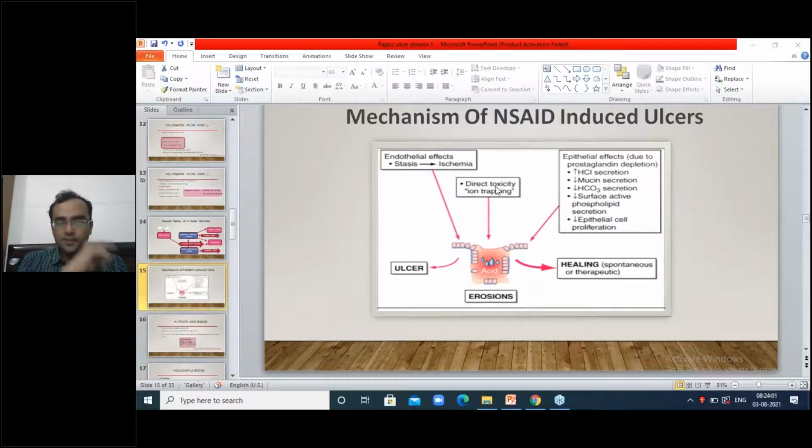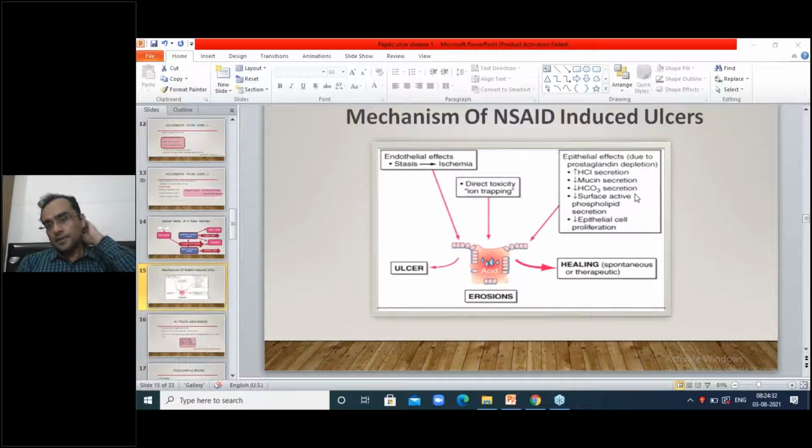NSAID-induced ulcers can either be due to direct toxicity, that is, the NSAIDs get trapped in the mucosa and cause direct toxicity leading to the formation of an ulcer, or they can lead to a stasis in the microcirculation, leading to ischemia, and the ischemic injury contributes to the formation of ulcers.